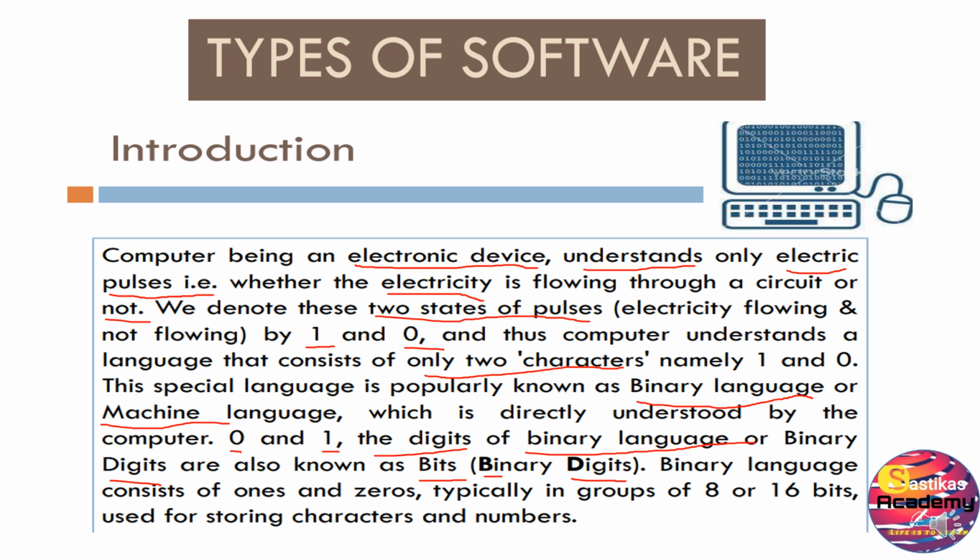Binary language consists of ones and zeros. We know all the characters are converted into ones and zeros, typically in groups of 8 or 16 bits. Minimum 8 or 16 bits are used for storing characters and numbers. It will convert the characters into binary and store them in the memory.